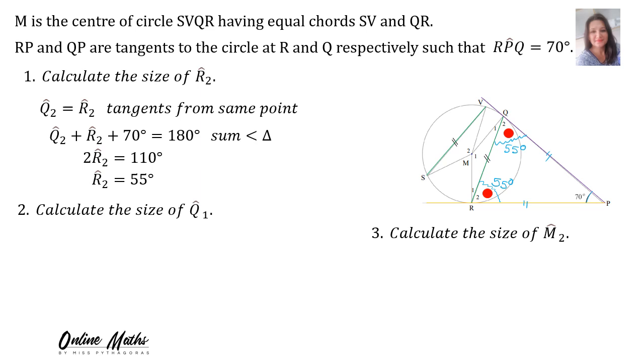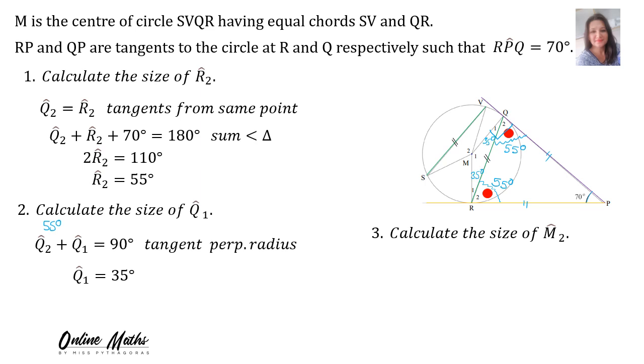Now whenever there's a midpoint, there's two things to watch out for, and that is a radius and a diameter. So in this case, MQ is indeed a radius. So we can start by saying that Q2 plus Q1 is equal to 90 degrees, and your reason is tangent perpendicular to radius. And then we know that Q2 was 55 degrees. When you substitute it in there, you can work out Q1 and it's 35 degrees. And then again, I'm just going to write it in now that I know the size.